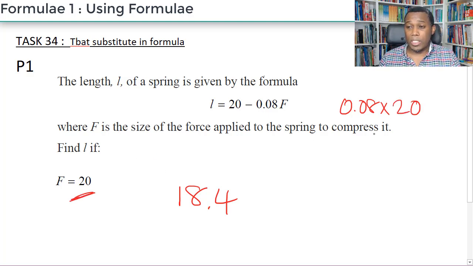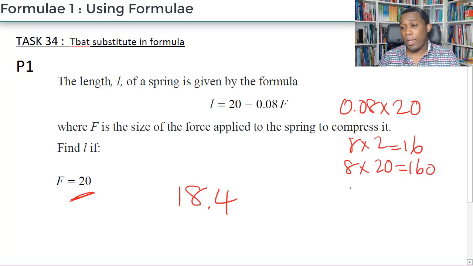So multiply by 20. I do 8 twos are 16. 8 multiplied by 2 is 16. I'm writing it down. That means 8 multiplied by 20 is 160. And then 0.08 multiplied by 20. What do I need to do? The difference is I need to go back 2 for my decimal positions. Going back 2 will give me 1.6.